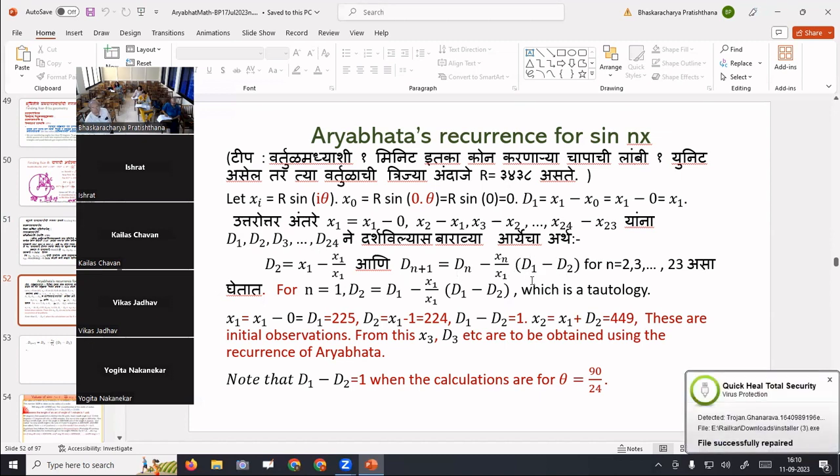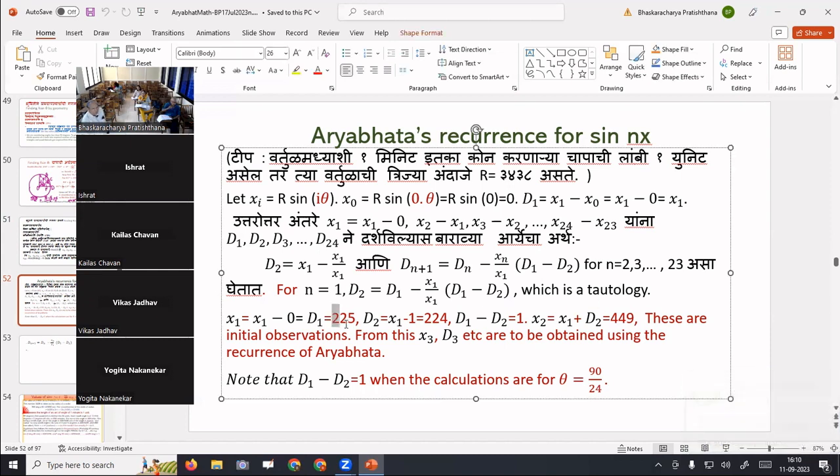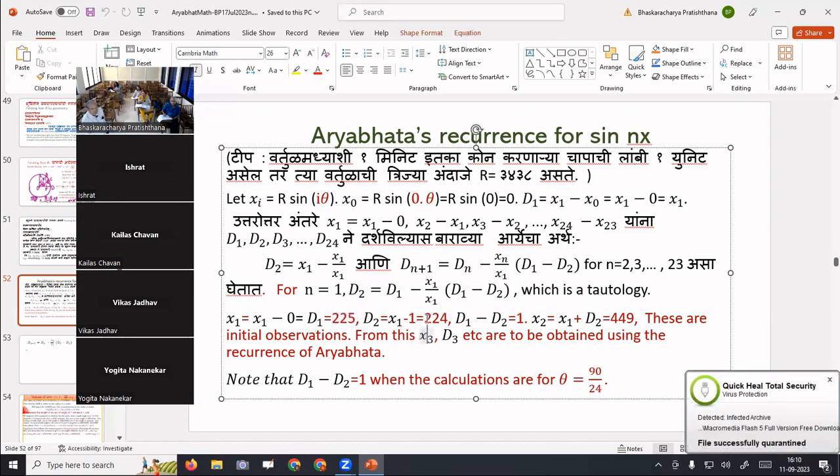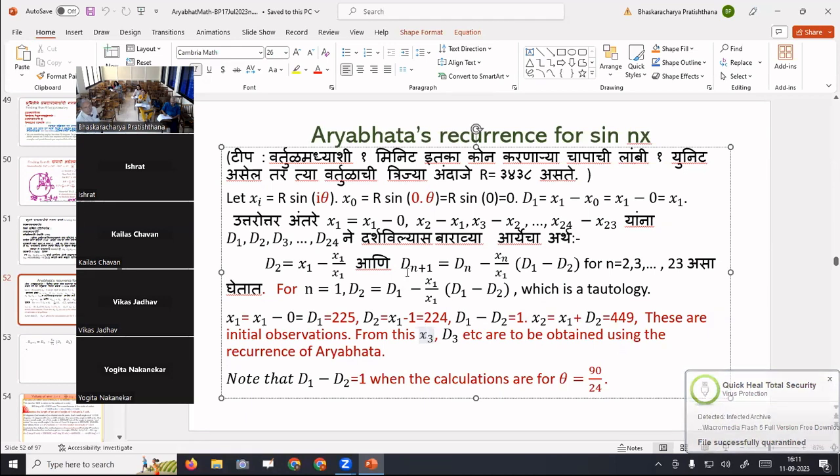So d1 minus d2 actually comes out to be 1 in the case when you are dividing the angle of 90 by 24. In that case, d1 is 225 and d2 comes out to be x1 minus 1, which is 224. And their difference is actually 1. D1 minus d2 is 1. So if you put it here, then the formula for Aryabhata becomes d(n+1) is equal to dn minus xn upon x1, out of which x1 is sine of this angle theta, 90 upon 24, and Aryabhata has found it separately as 225, means this is r sine theta, and actual value of sine 90 upon 24 is 225 divided by 3438.